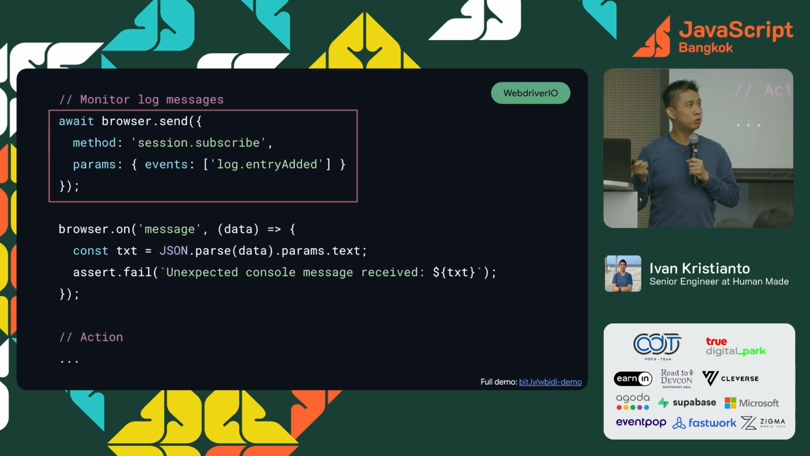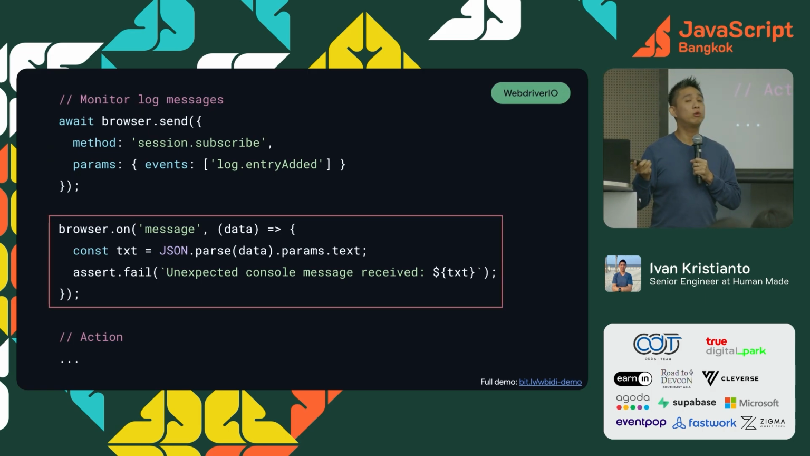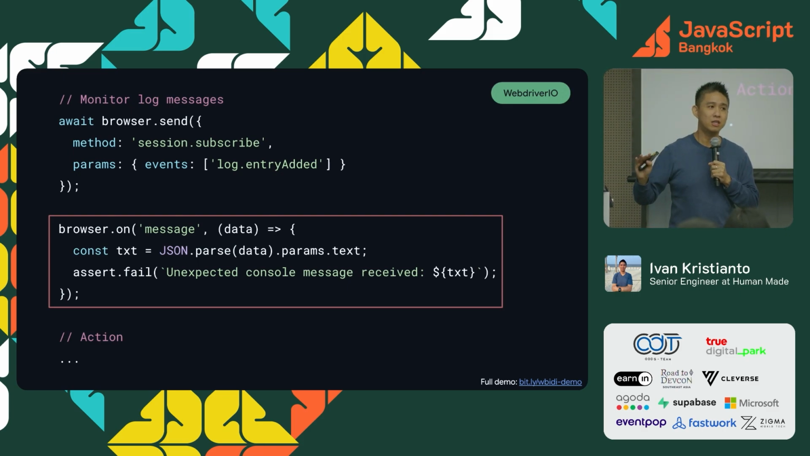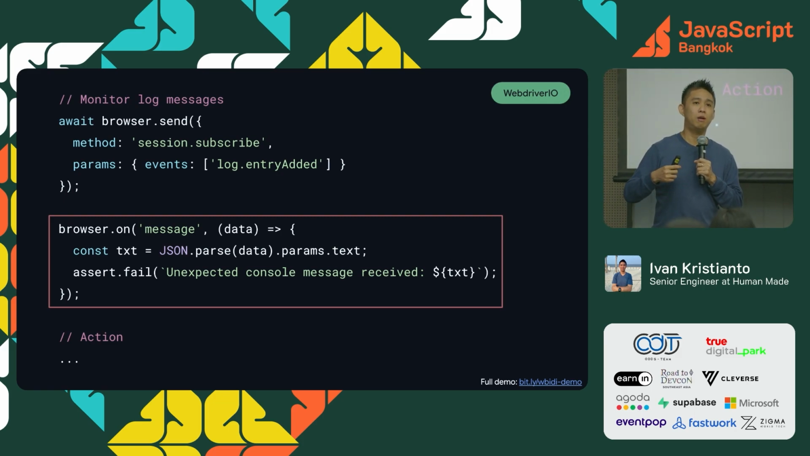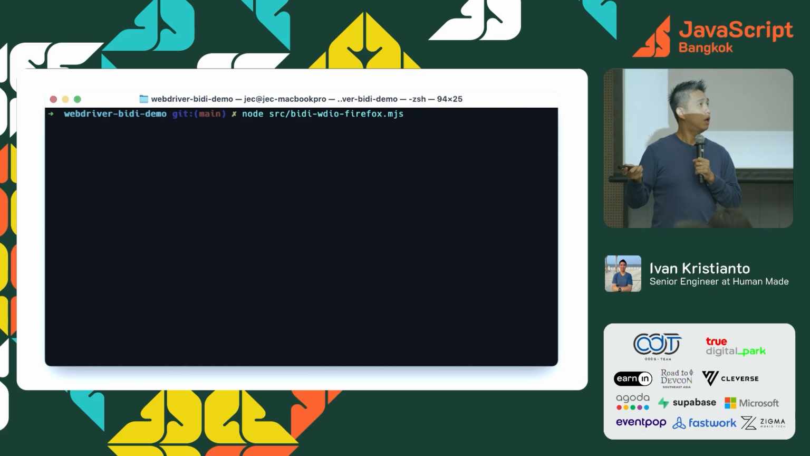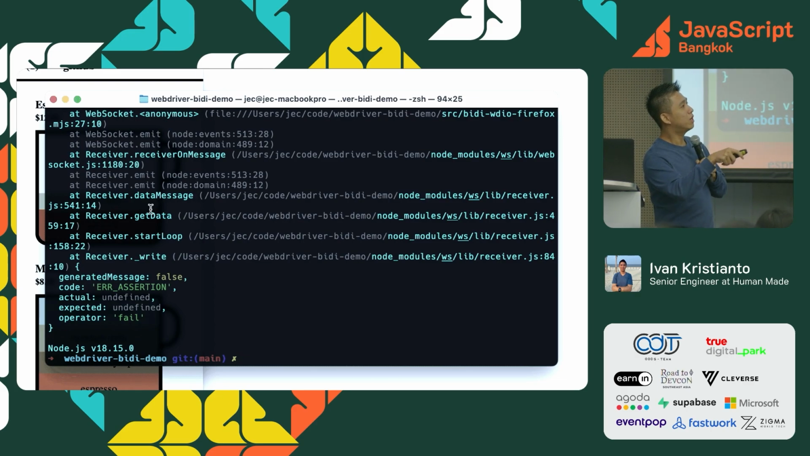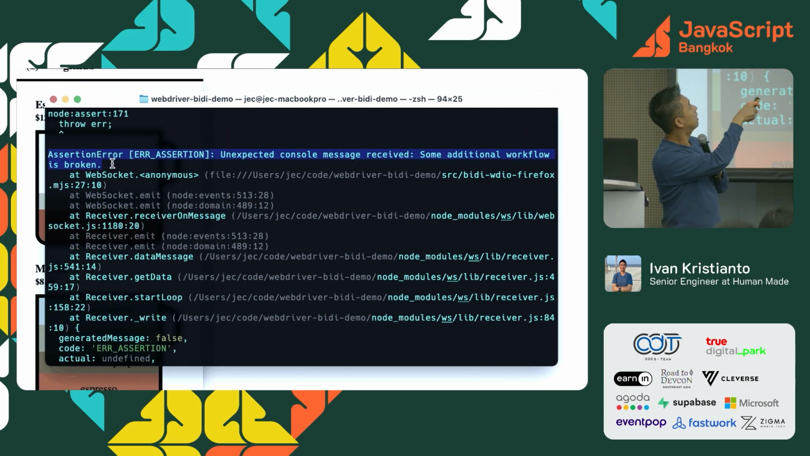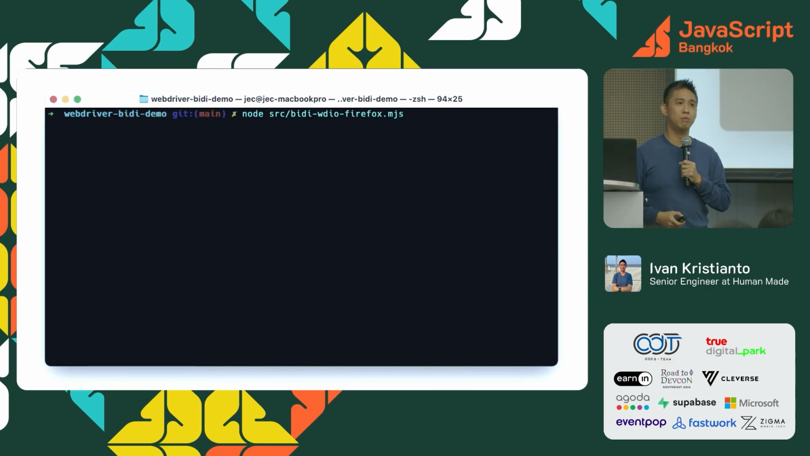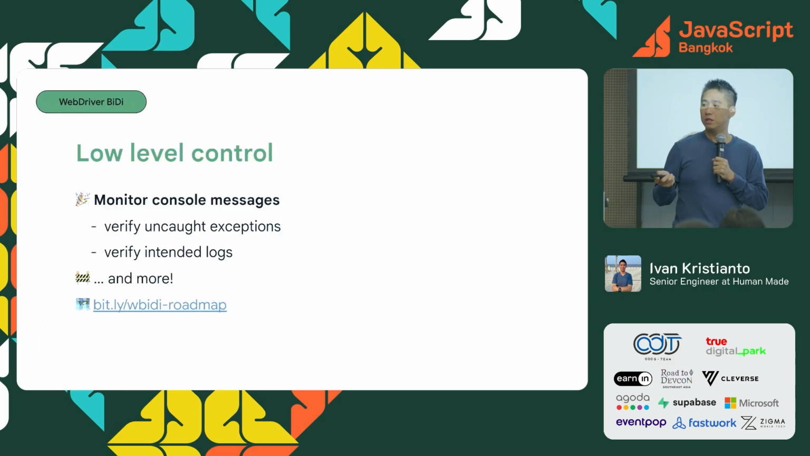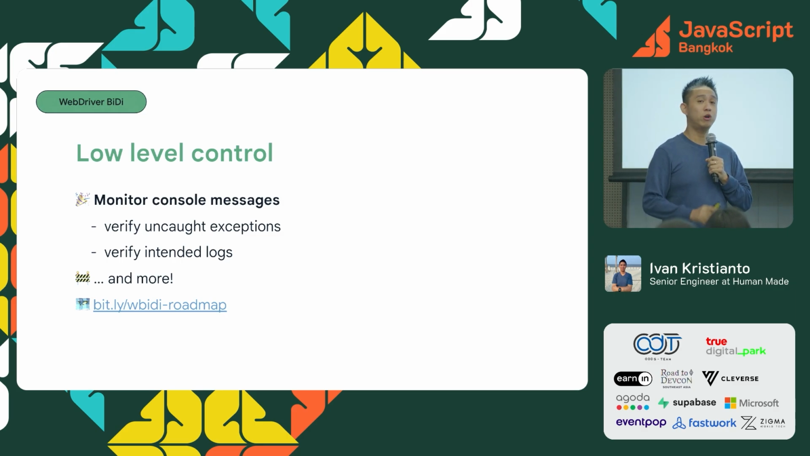So you subscribe to it through the WebSocket, and then you can listen to it, and you can make an assertion if any JavaScript error is thrown right away, and you can ensure your application doesn't throw any error, for example, during your test. This is an example. You can run, and then you can see there is an assertion error inside here, and it's coming from those log error messages. So WebDriver BiDi can monitor the console log and catch exceptions as early as possible.